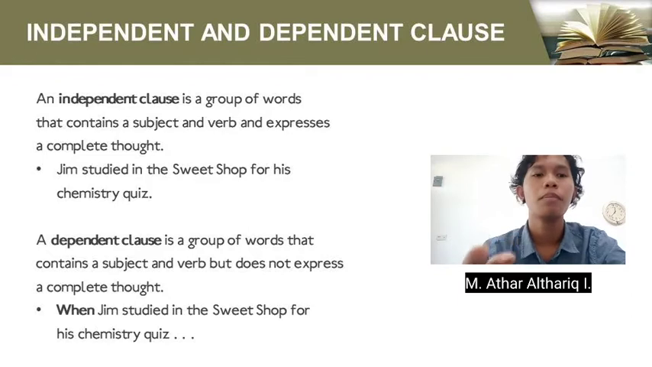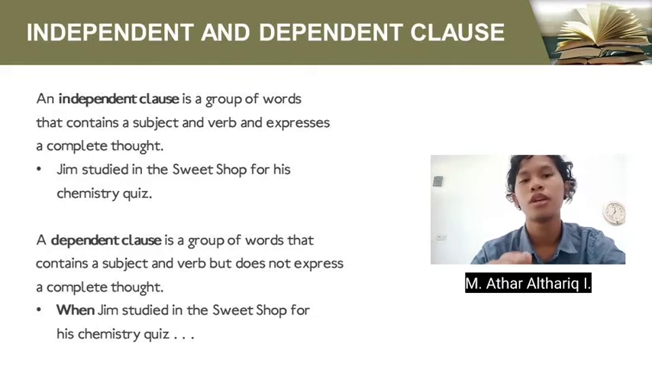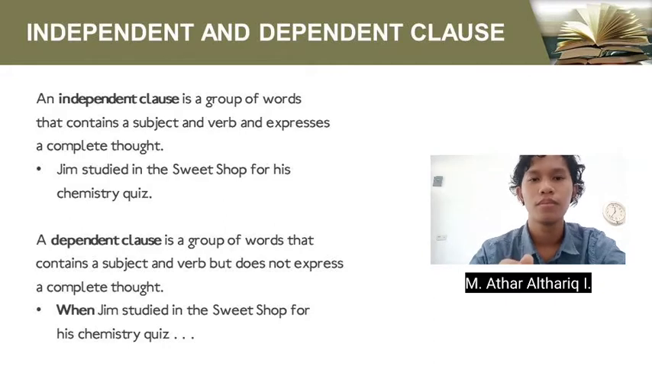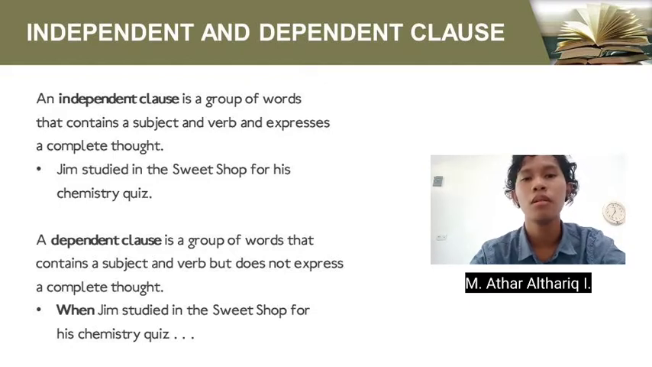Independent clause. An independent clause is a clause that can stand alone as a sentence. It is a group of words that contains a subject and verb and expresses a complete thought. The example is: Jim studied in the sweet shop for his chemistry quiz. A dependent clause. A dependent clause is a group of words with a subject and verb. It doesn't express a complete thought, so it's not a sentence and can't stand alone. These clauses include adverb clauses, adjective clauses, and noun clauses. Often, a dependent clause is marked by a dependent marker word.